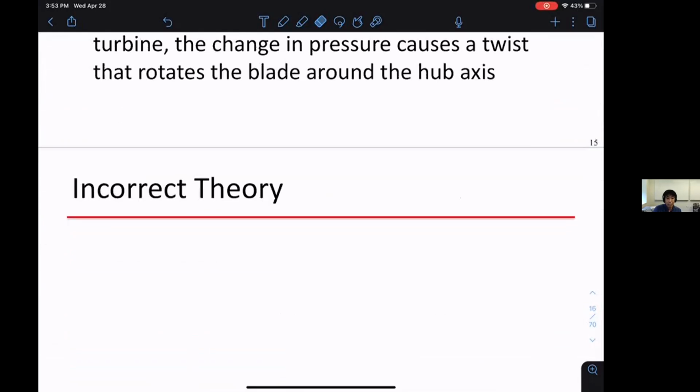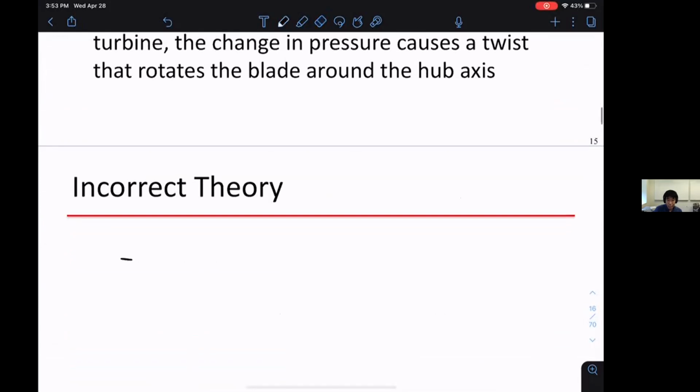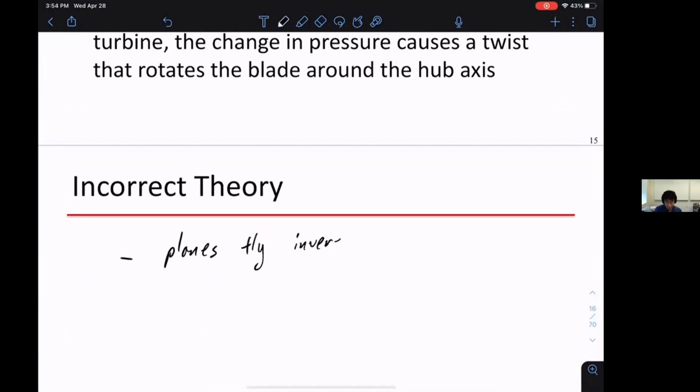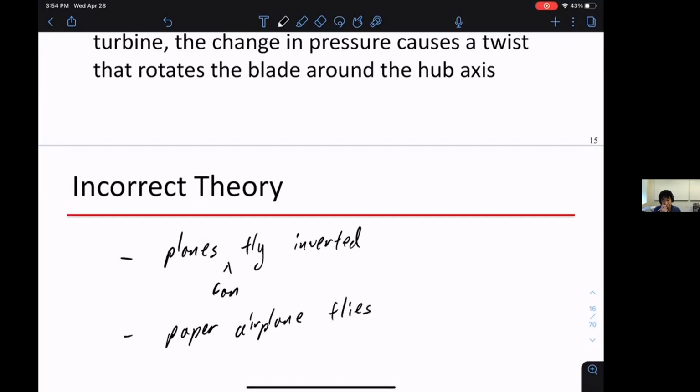So again, this theory is incorrect because planes fly inverted. Again, it's not very efficient. Planes can fly inverted. It's fine. It's not efficient and it's not comfortable, but they do this. A paper airplane flies. Wings are completely flat. There's no airfoil shape to the wings. They fly.